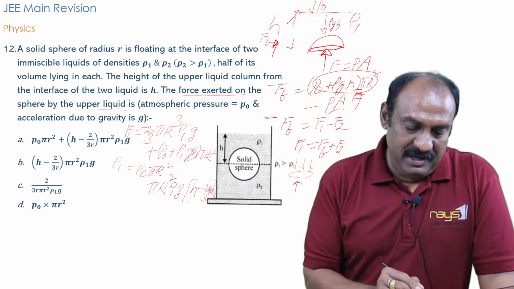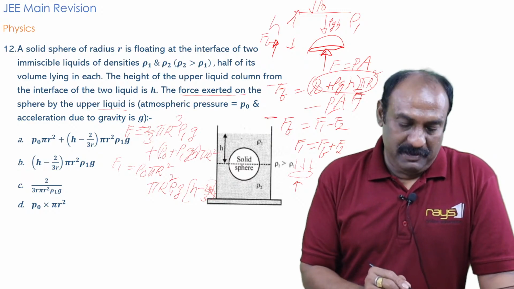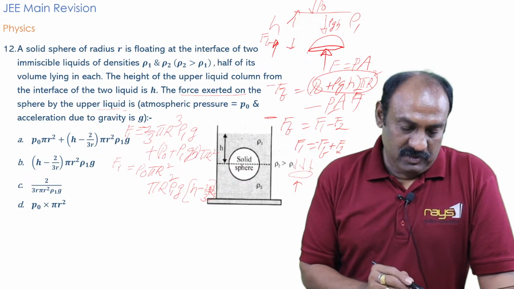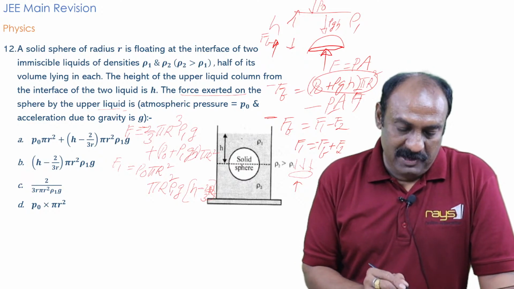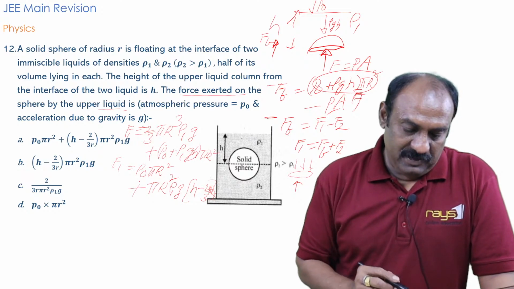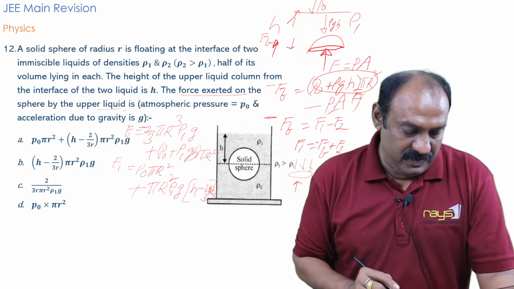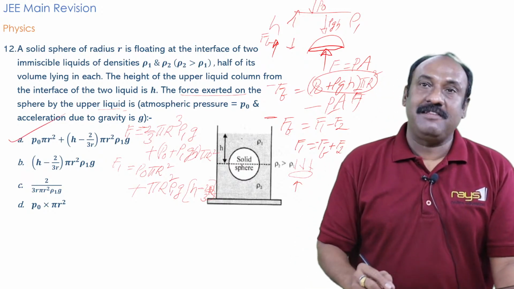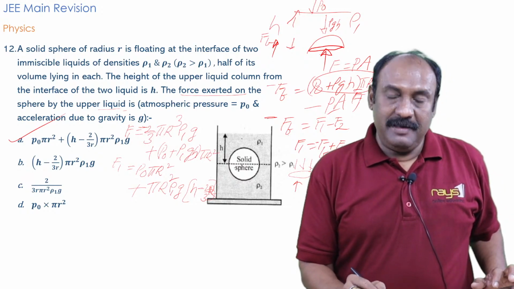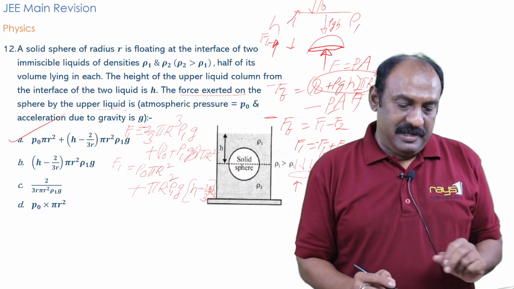So, that is minus 2 by 3 into pi r cubed rho 1 g plus P naught plus rho 1 g h into pi r square. So, F1 is equal to P naught pi r square plus pi r square rho 1 g into h minus 2 by 3 r, which is the answer for this question. So, the answer is A.